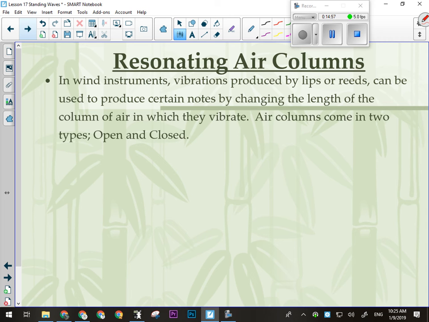All right, so there's two kinds of air columns: open air columns and closed air columns. Most musical instruments, wind instruments anyway, are open air columns. That means they're open at both ends. All of the reflections occur along the length of the tube.